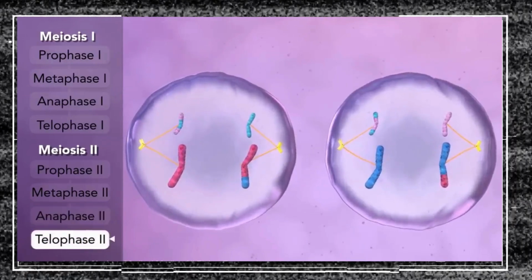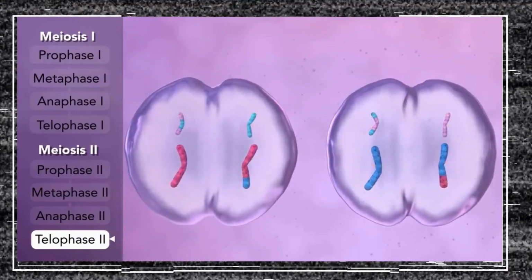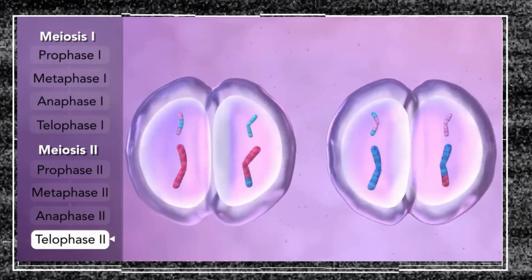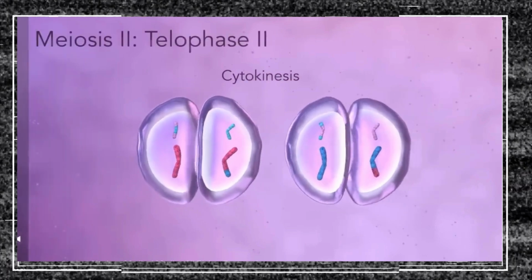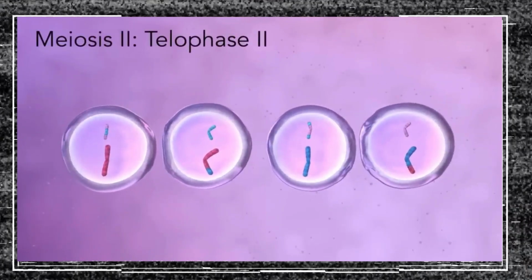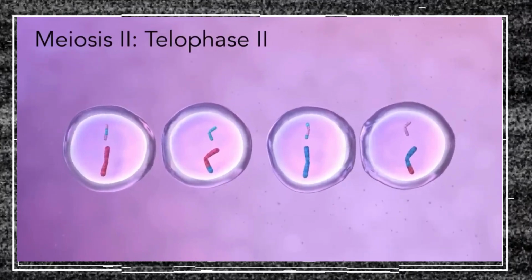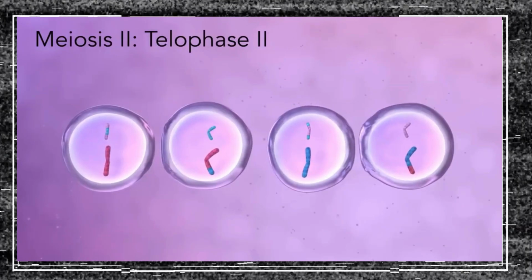Finally, during telophase II, the spindle fibers disappear, and nuclear membranes reform. And cytokinesis occurs in both cells. Meiosis II ends with 4 genetically different haploid daughter cells, each containing only one set of chromosomes.